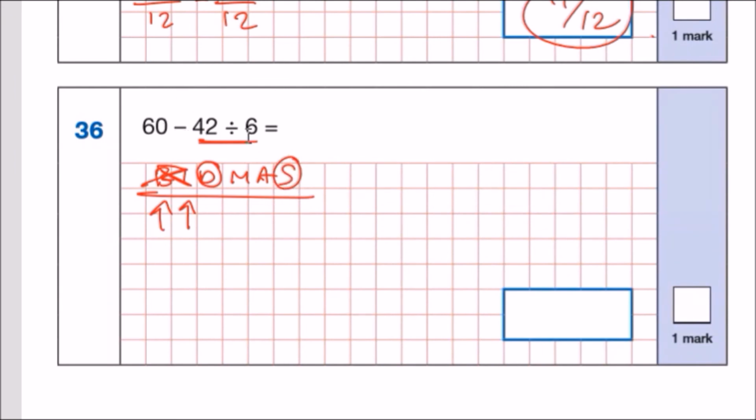So this means, let's do 42 divided by 6 first. So I'm going to rewrite them here. So 42 divided by 6, what does that give you here? So you should notice that 6 into 42 goes 7 times, so it'll be 7. So 60 take away 7 now is just easy, it's 53.